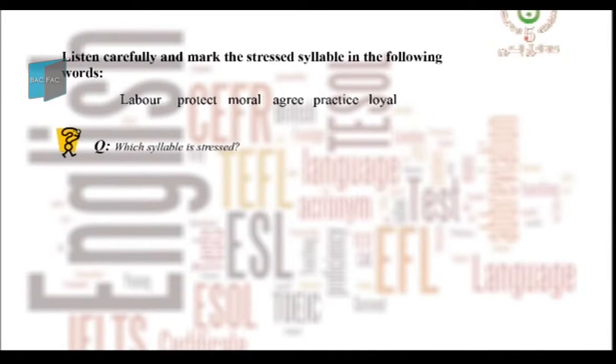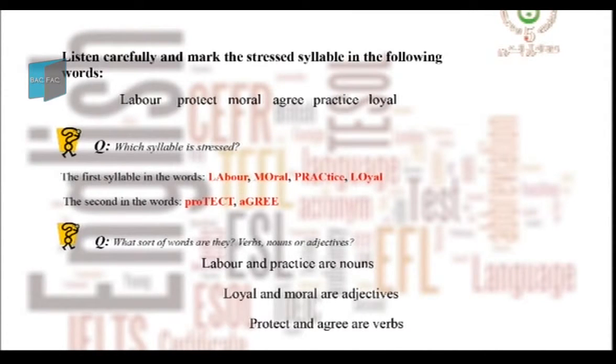Yes, labor, moral, practice, and loyal. And the other words are stressed on the second syllable, that is, the words protect and agree. Why is that? This is because the first words are adjectives like moral and loyal, and nouns like labor and practice. And the two other ones are verbs. So what can we say? Now complete the two sentences to get the rule.